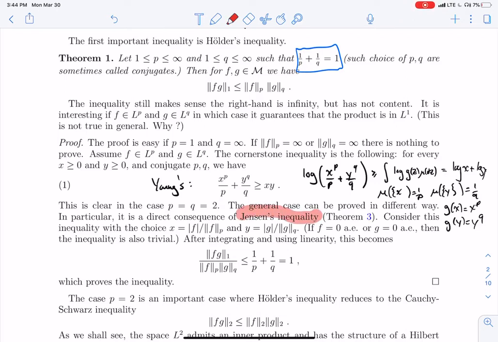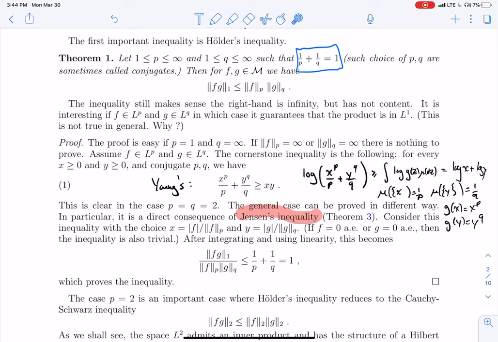So how do I do this? Well, take the log on both sides. Now the log is concave, so the log of this is bigger or equal than taking the log inside the integral. So now what's the integral here?